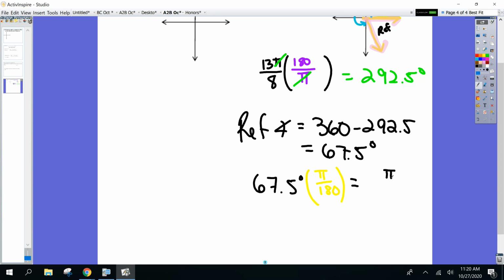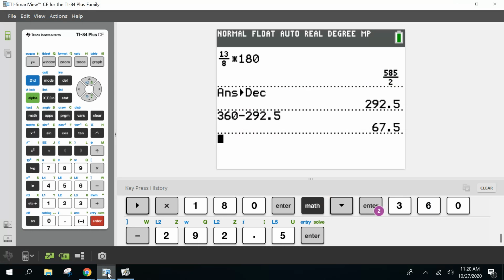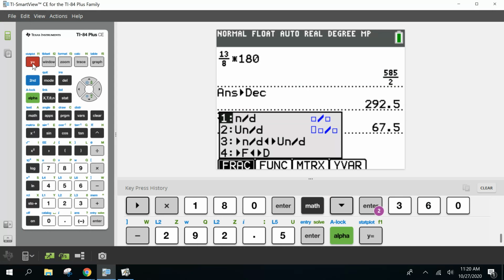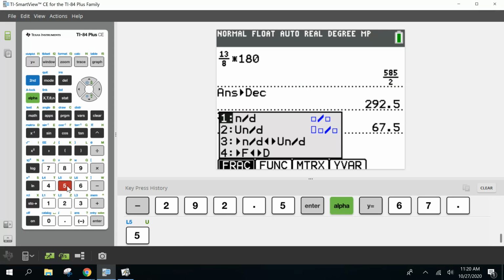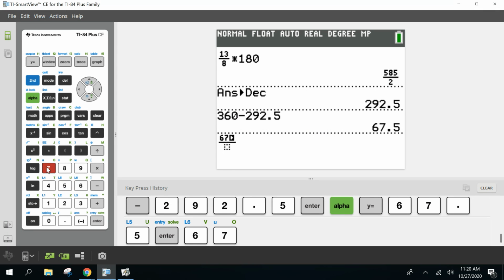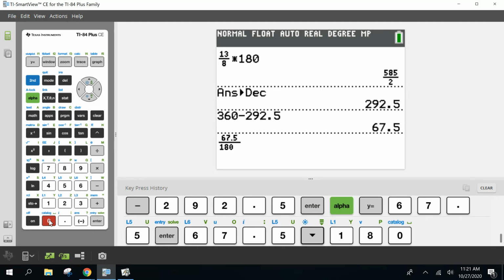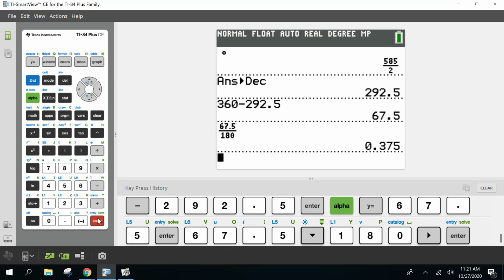What I do need you to do, though, you guys that weren't here yesterday, is take 67.5 over 180 and reduce that as far as it will go. And your calculator will reduce it for you. Hey, I got 0.375. Everyone else getting that on their calculator? If you wanted to, you can put 0.375 pi. I prefer it as a fraction.